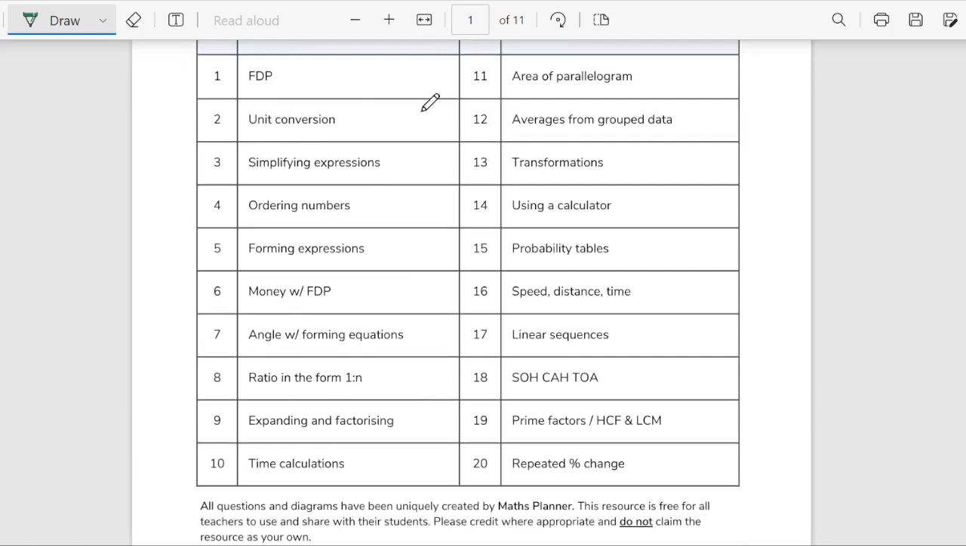So please bear in mind, if you found any of those questions particularly challenging, these are the topics. So for your independent revision, I would recommend you focus on those particular aspects.